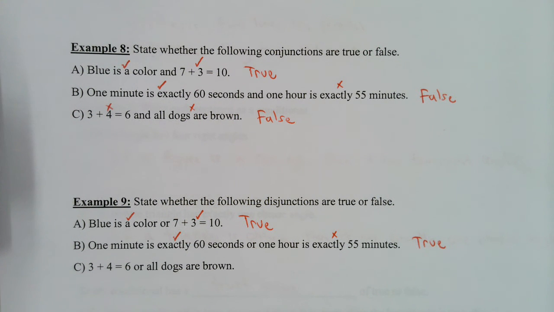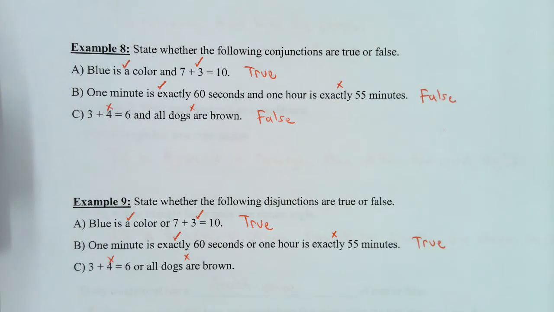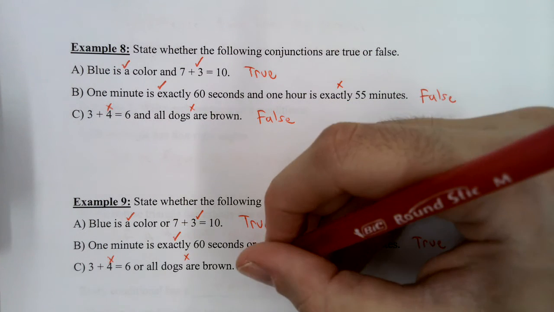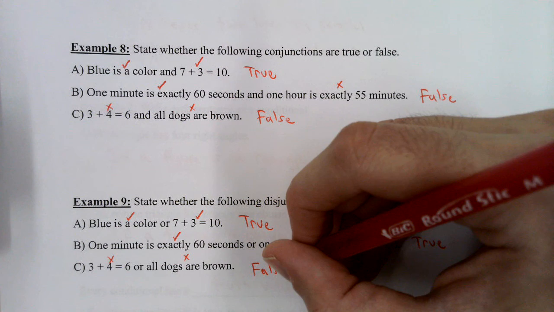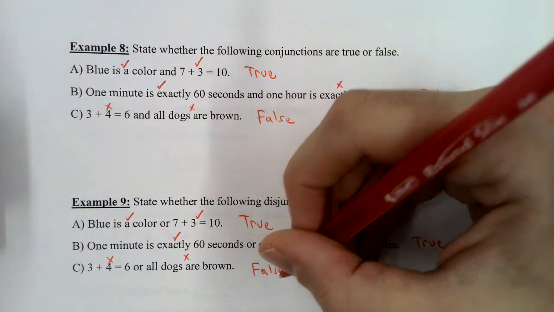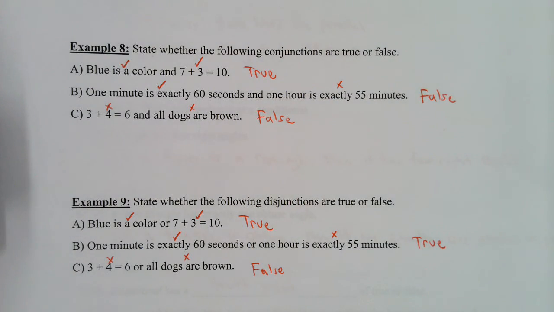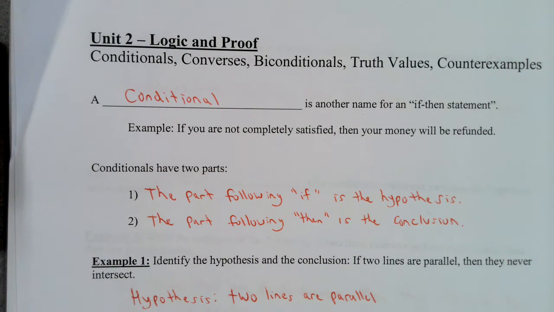In part C, 3 plus 4 equals 6, that's false. Or all dogs are brown, that's also false. Both parts are false, so it means the disjunction is false because neither part was true. So there was a lot of writing in that lesson, but you are going to need to know a lot of that stuff for the rest of the unit. Okay, so again, that was Unit 2, Lesson 1. There's a lot of topics. The lesson, again, was called Conditionals, Converses, Biconditionals, Truth Values, and Counterexamples.